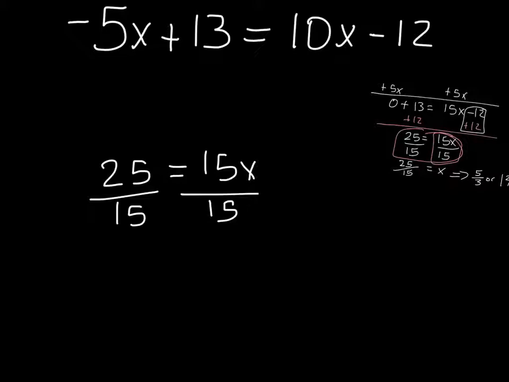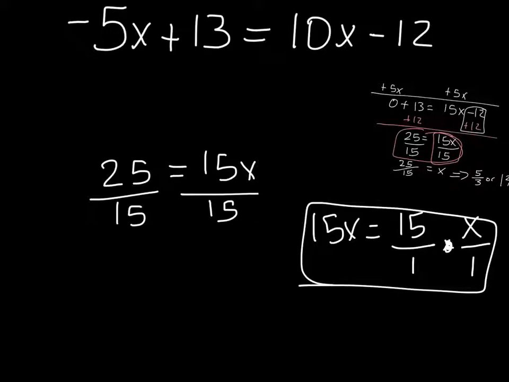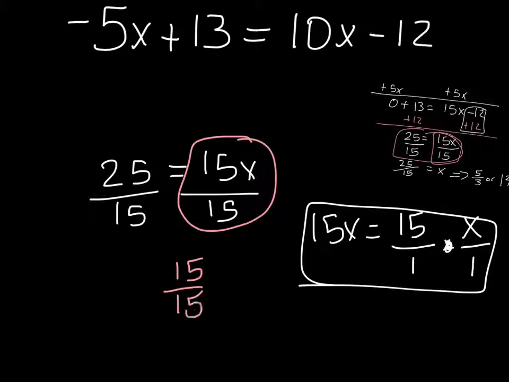Another way to think about it is 15x, so before I divide, 15x itself is equivalent to 15 over 1 times x over 1. These are equivalent ideas. So if all of a sudden I'm saying, okay, I'm going to divide by 15, this right here is equivalent to 15 over 15 times x over 1, or 1 times x, which is just x. And that's what we wanted to do. We wanted to get x by itself.